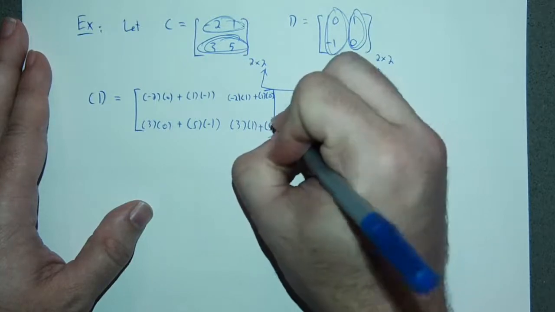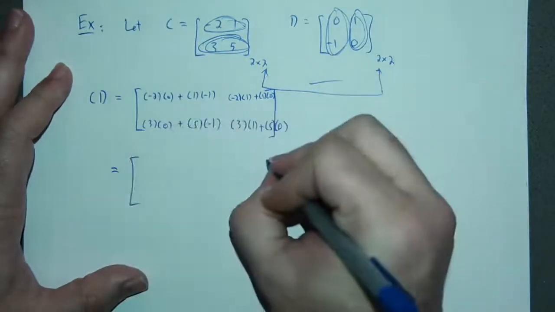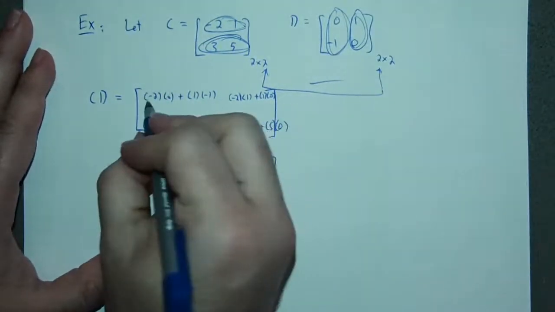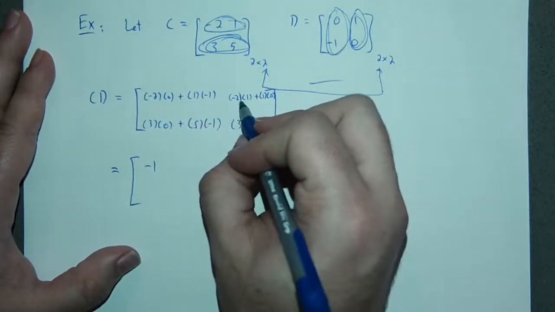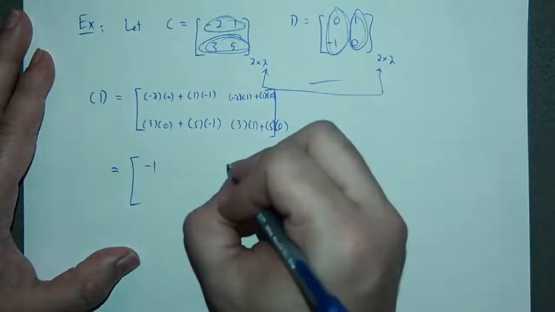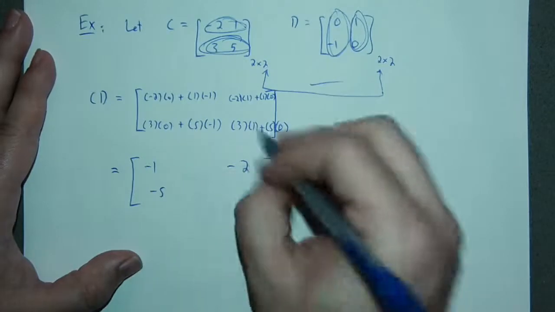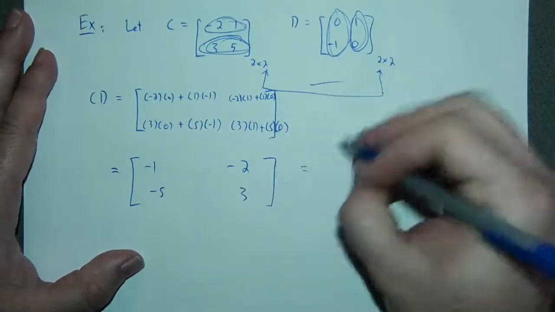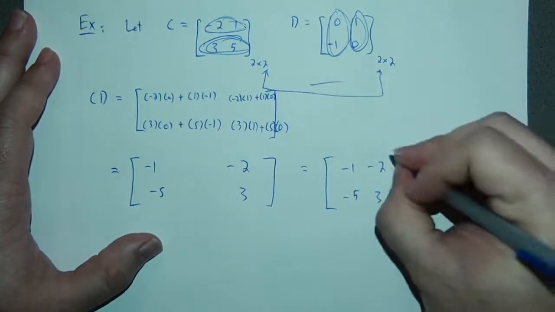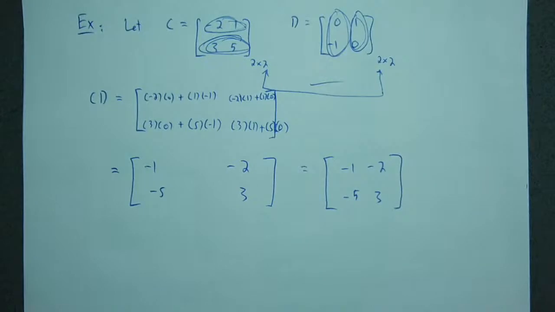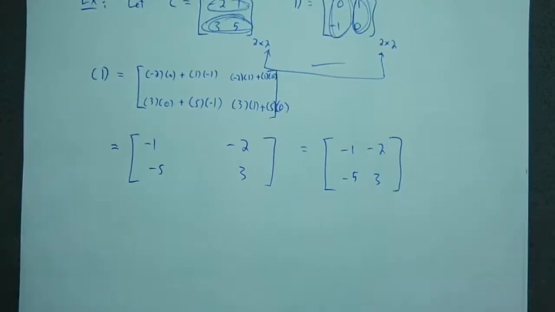I'm just going to write this big enough so that you can see. All right, and so simplifying this, minus 2 times 0 is 0 plus 1 times minus 1, so that's minus 1. Here I have minus 2 plus 0, so that's minus 2. And then I have minus 5 and 3 here. Let me rewrite this more clearly. So this is the result, I believe. Yep. Okay. So that's C times D.